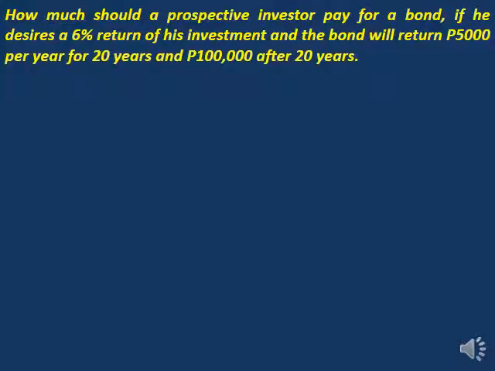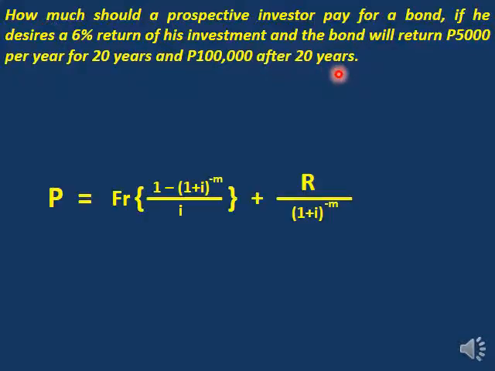Okay, let's try this. How much should a prospective investor pay for a bond if he desires a 6% return on his investment and the bond will return 5,000 pesos per year for 20 years and 100,000 pesos after 20 years? Okay, this is our formula to compute for the present worth of the bond, which is the price of the bond.